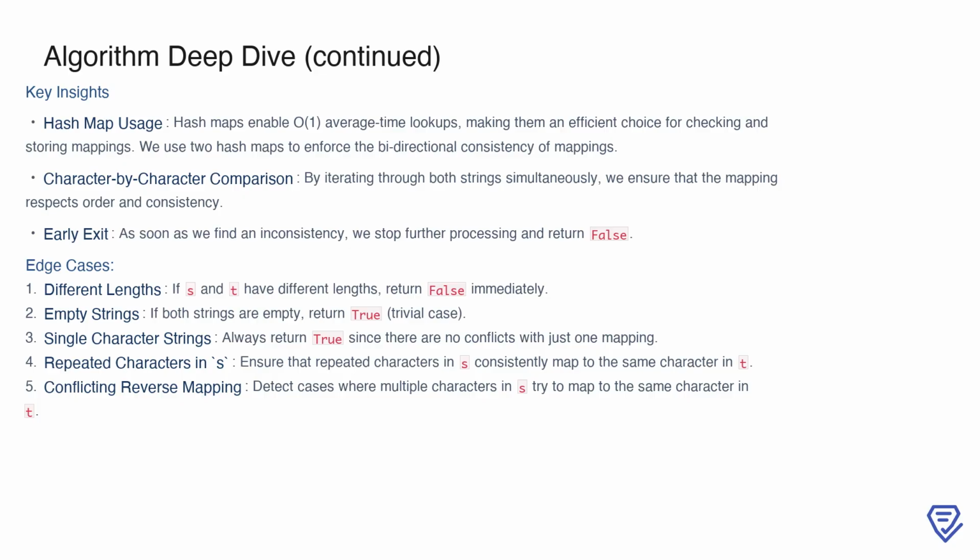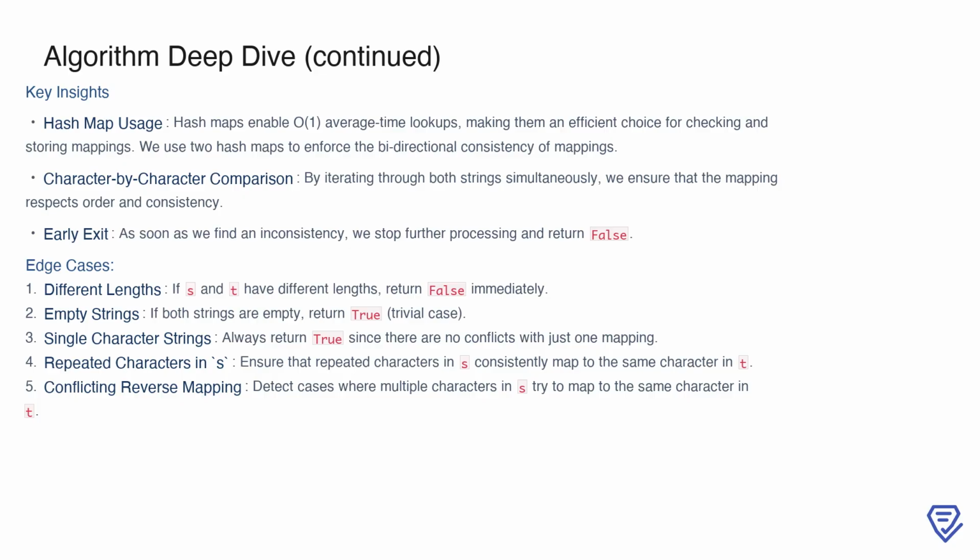Additionally, by exiting early when we detect an inconsistency, we avoid unnecessary computation and improve performance. There are also several edge cases to keep in mind. If the strings have different lengths, they cannot be isomorphic, so we return false immediately. If both strings are empty, we return true, as there are no mappings to check.